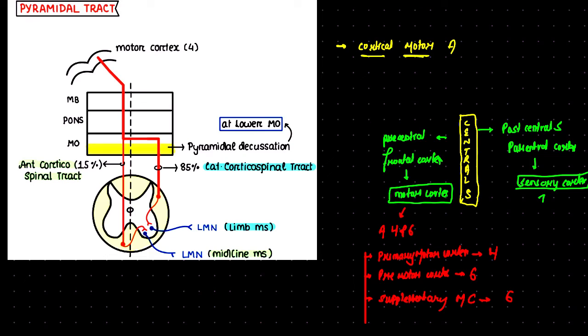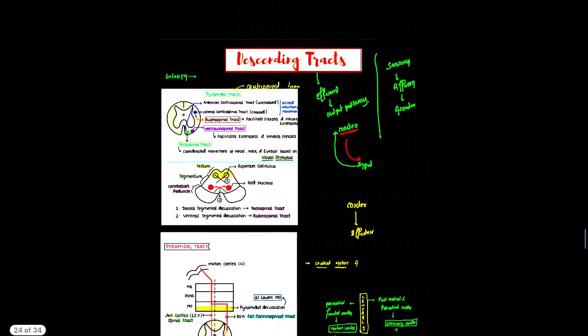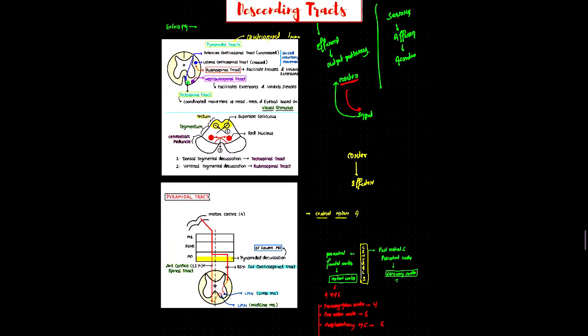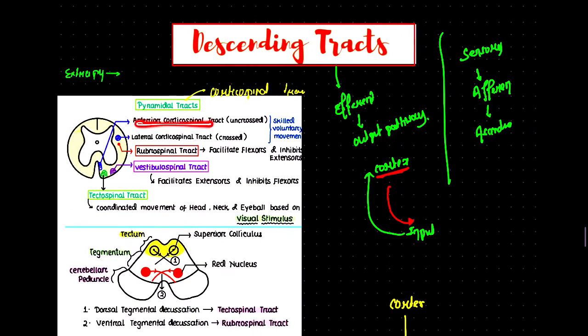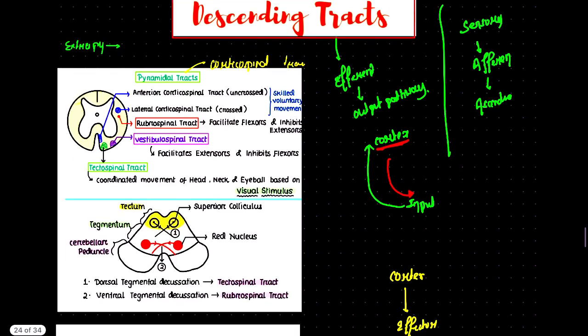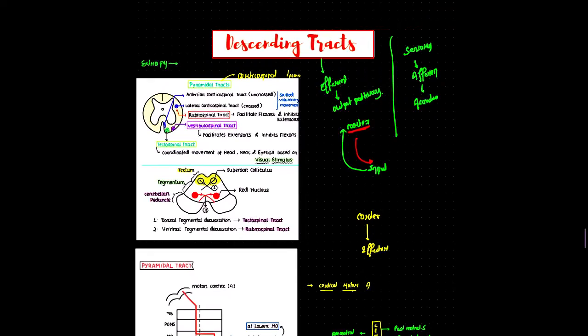Yes, we had a brief idea about everything here. Now I would like to add something. We discussed the corticospinal tract, the anterior corticospinal tract and the lateral corticospinal tract. Similarly, we talked about the extrapyramidal tracts: the rubrospinal tract, the vestibulospinal tract, and the tectospinal tract. Along with them, we have the reticulospinal tract also, and they have their specific functions that we have already mentioned. So this was all a brief introduction to the descending tracts.